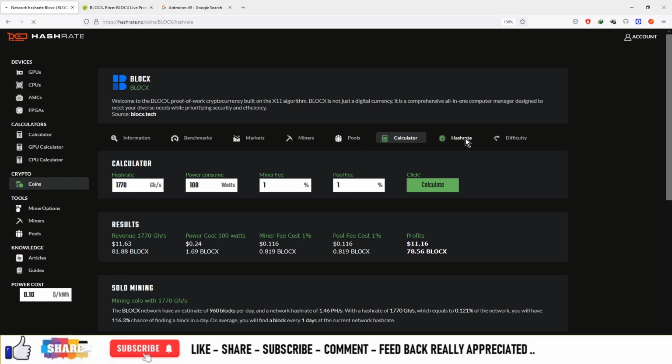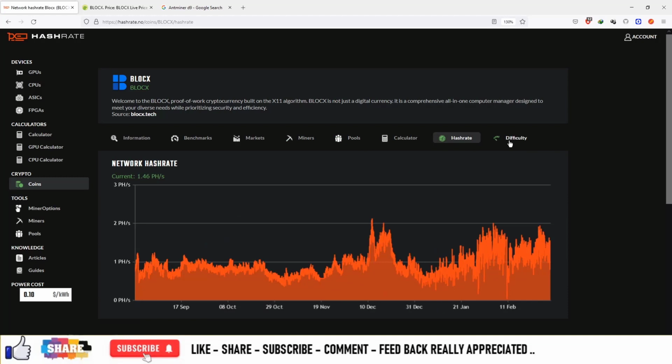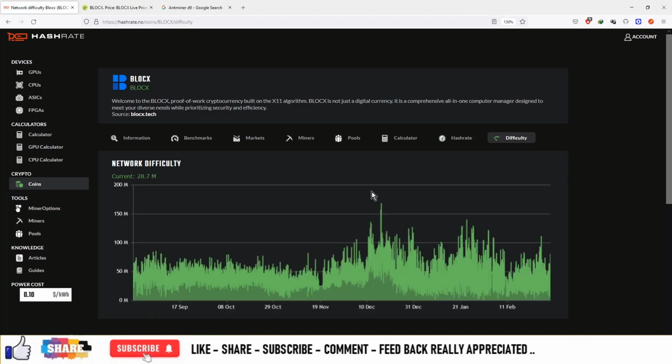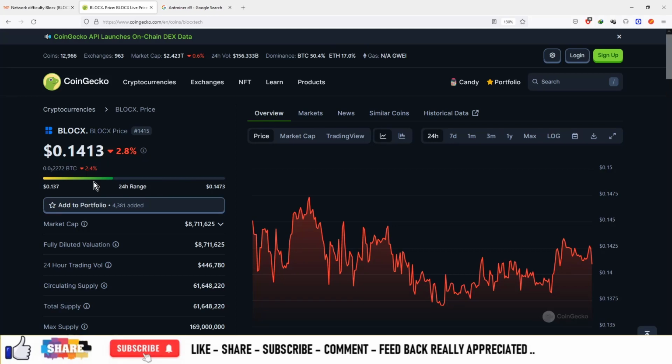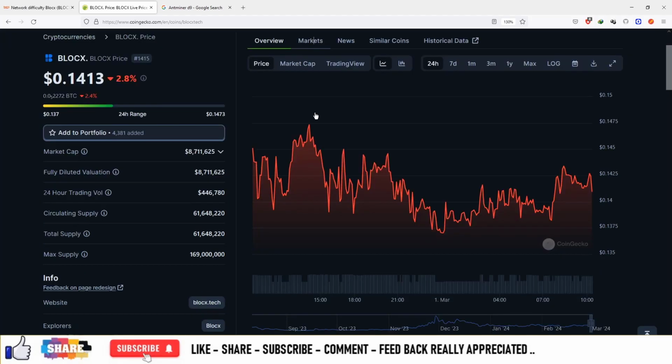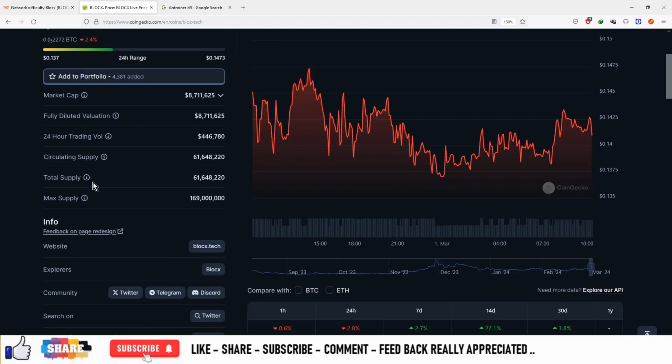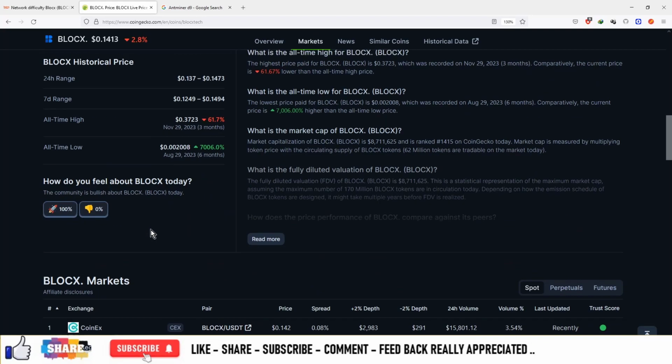Next is the hash rate. So total hash rate on the network is equal to 1.46 petahash per second, and difficulty is proportional to the hash rate, which is equal to right now 28.7 M. Right now the price of this one currency is equal to $0.14, and it is available on CoinEx, ZegEx, MEXC, and so on. You can mine the currency and sell on the platforms over here and make some money from crypto mining.